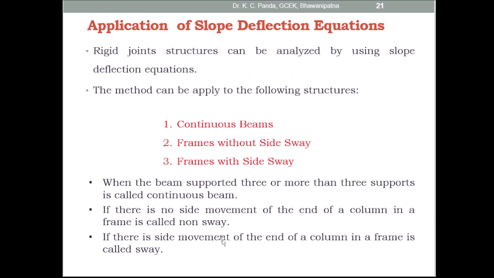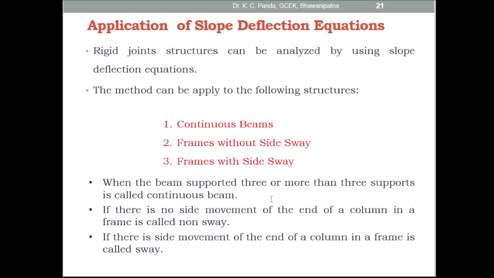Then coming to the application of the slope deflection equation. The rigid joint structures can be analyzed by using the slope deflection equations. The method can be applied to the following structures: continuous beam, and also the method can be used for frames without side sway and frames with side sway. So you can find out the moment by using this method, and you can apply it to the continuous beam, the frame without side sway and the frame with side sway.